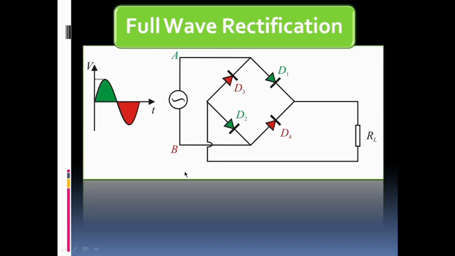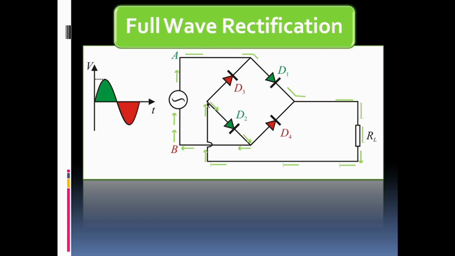Now look at the graph shown here. This is the input voltage variation, and let's consider that during the first half cycle A is positive with respect to B. Then current is trying to flow like this. When current comes to this point, there are two paths, but you can see D3 is reverse bias. Therefore, current flows through D1 and goes through RL and comes to this point.